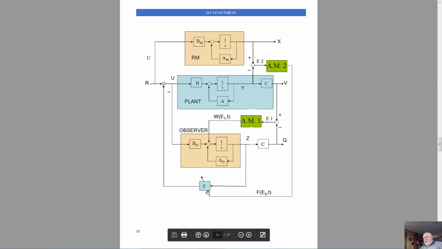The problem that you have to recognize is this. It looks like the state vector of the controlled plant Y is not accessible, but the state variable controller needs the state vector of the controlled plant. So what we have to do is to build a special observer, and our state variable controller receives the estimated state vector Z.